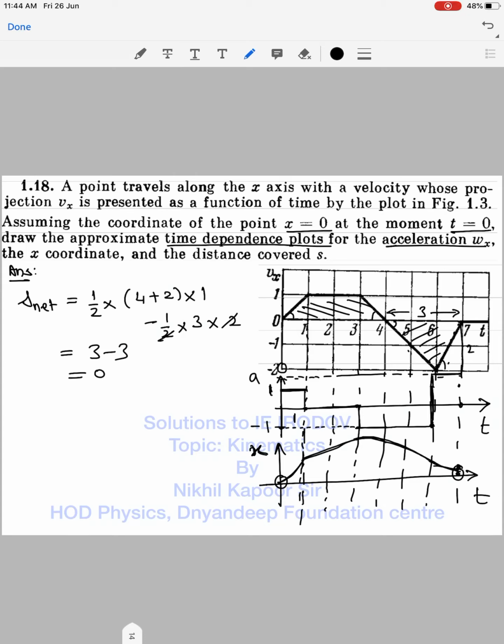So I will take this graph till here, and the object is not going in a negative direction. Okay, and if we want to calculate the distance, then I will add both, 3 plus 3, and it comes out to be 9 meter, or whatever the unit is. This is 9.